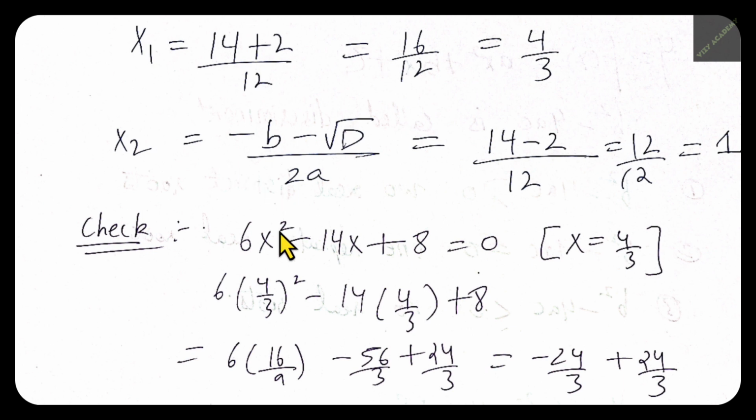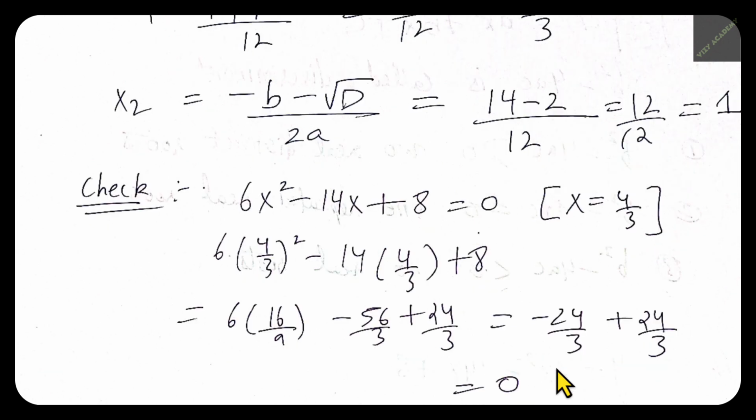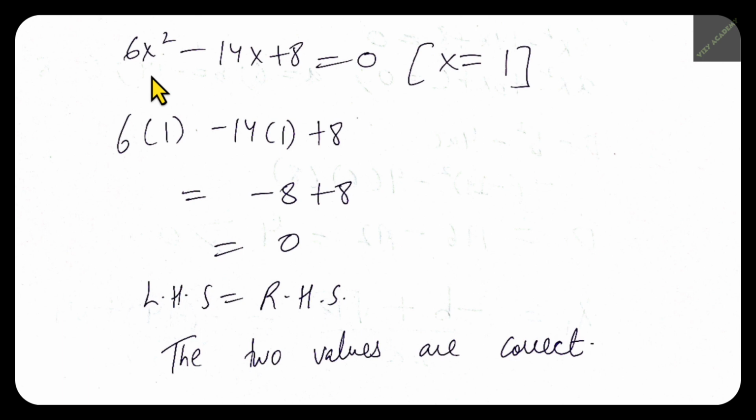So let us check our roots. 6x² - 14x + 8 = 0. We substitute x equal to 4/3. So 6 times (4/3)² - 14 times 4/3 + 8. On solving further, we get 6 times 16/9 minus 56/3, which changes to 32/3 - 56/3 = -24/3, and plus 24/3 gives 0. Checking our second root, 6x² - 14x + 8 = 0, x equal to 1. So 6 times 1 - 14 times 1 + 8, which is -8 + 8, equal to 0. The left-hand side should always be equal to the right-hand side. That means our values are correct, and this is the way to check the roots.